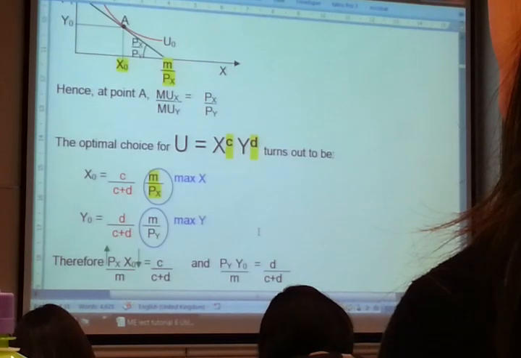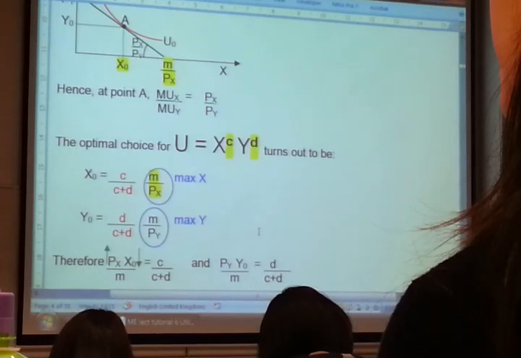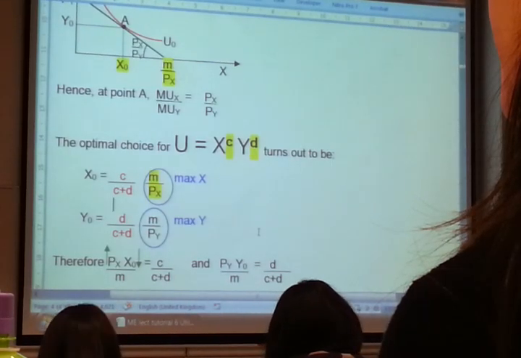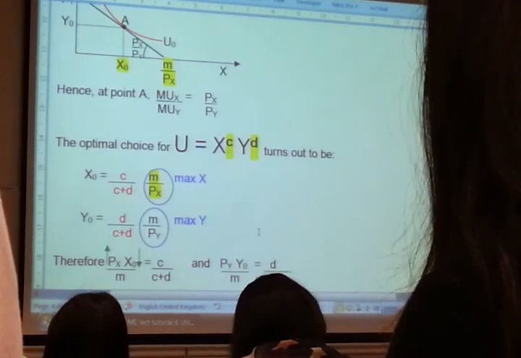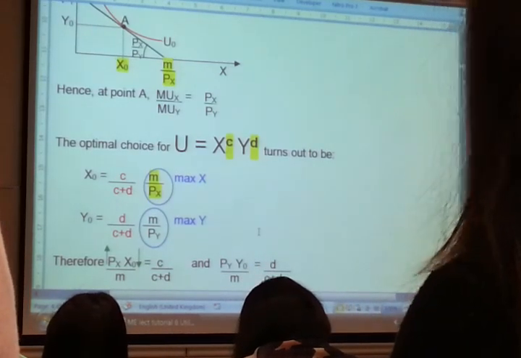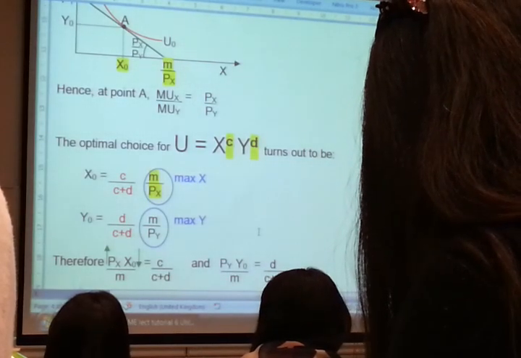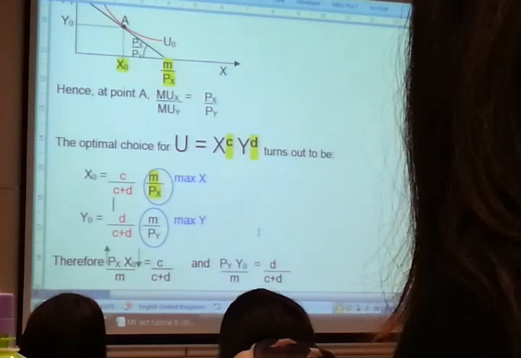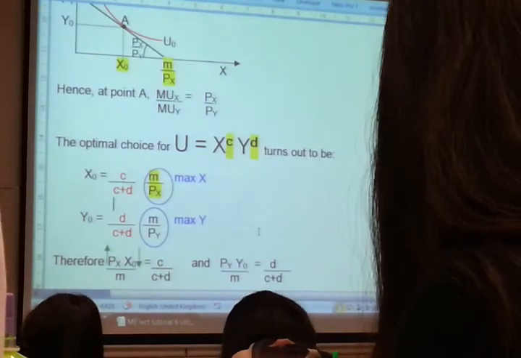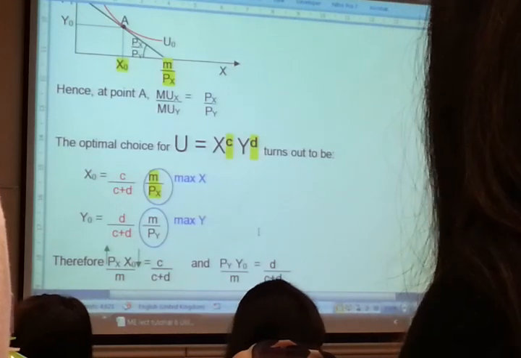For good y, it will be d divided by the sum of the exponents, times the maximum quantity of y you can buy. That is the fraction. Simple? That's all it is. Clear? So for Cobb-Douglas, it's very simple. You can find the optimal demand for x and y just in this manner. Okay? Any questions?